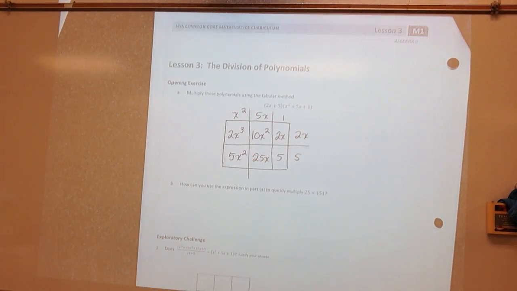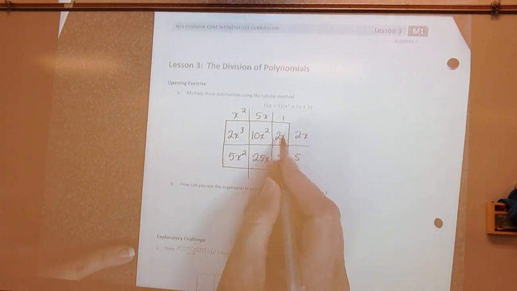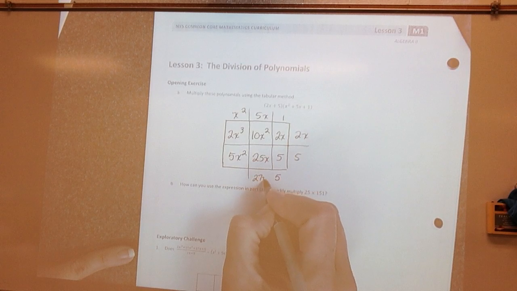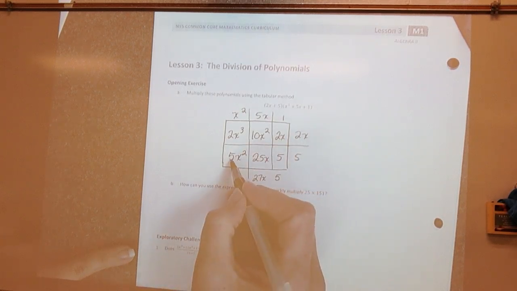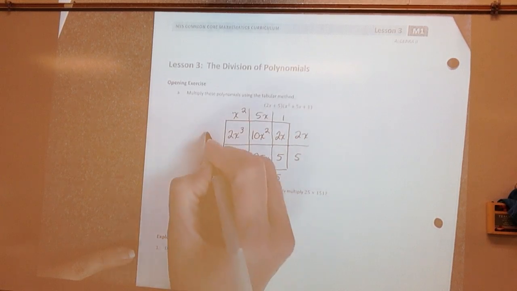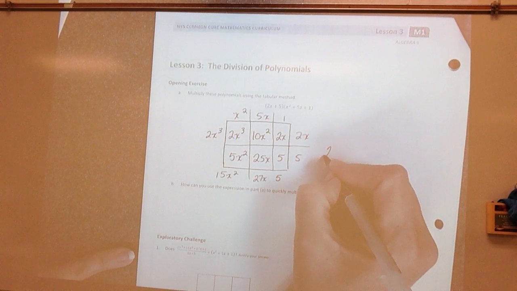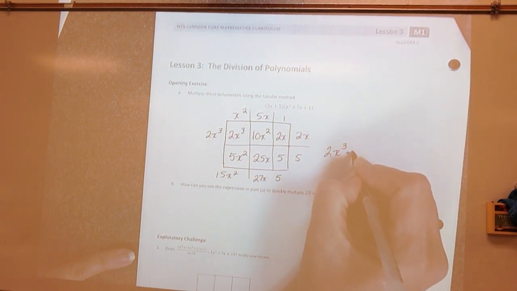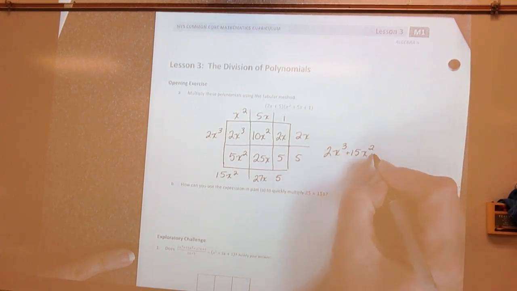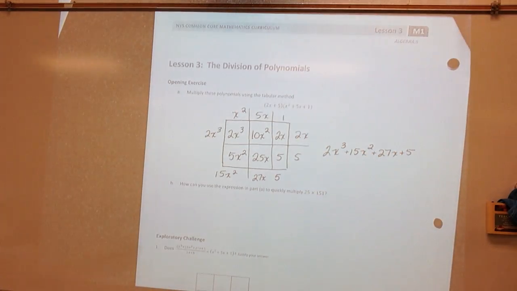Go ahead and combine your like terms. You get 5. 25x plus 2x is 27x. 5x squared and 10x squared is 15x squared. And then 2x cubed. So the product would be 2x cubed plus 15x squared plus 27x plus 5.